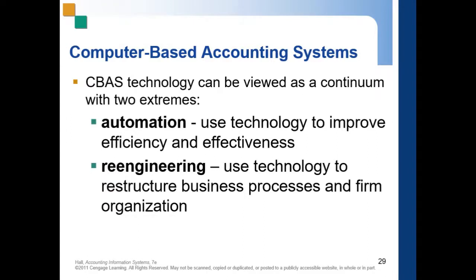Now, if we are to automate the revenue cycle, we have what we call computer-based accounting systems. Now, computer-based accounting system technologies can be viewed as either automation or reengineering. When we say automation, it involves using technology to improve the efficiency and effectiveness of a task. However, the automated system simply replicates the traditional manual process that it replaces.